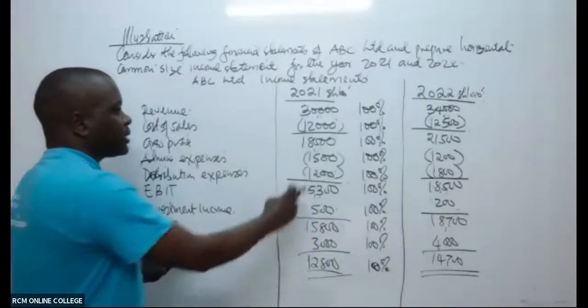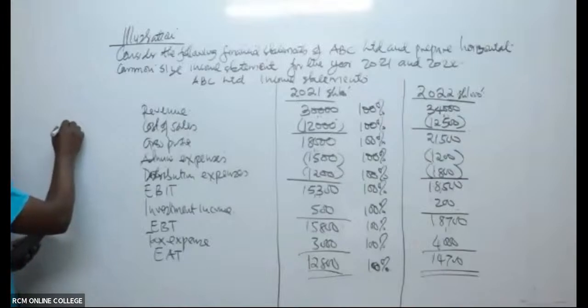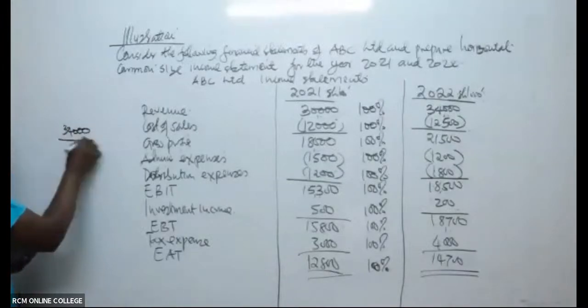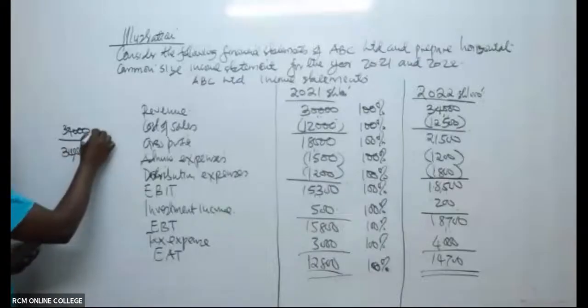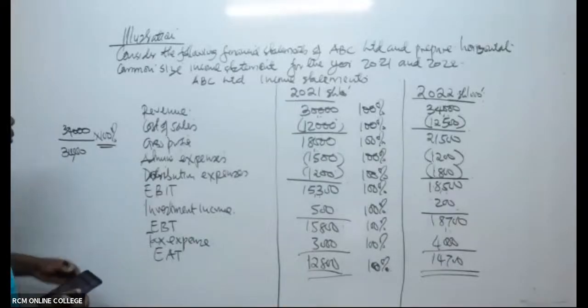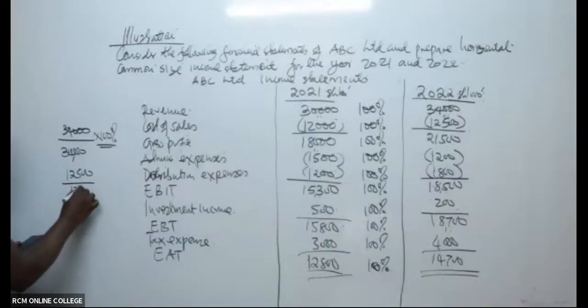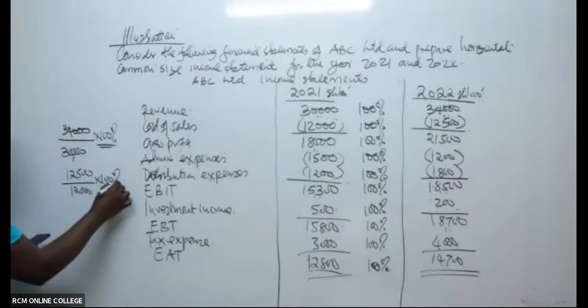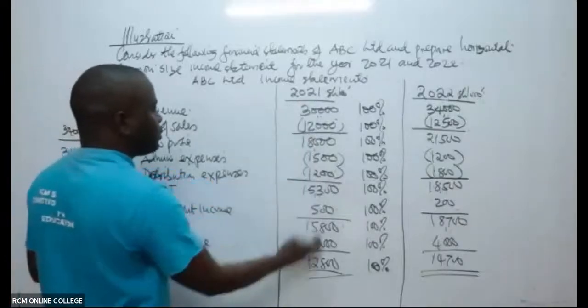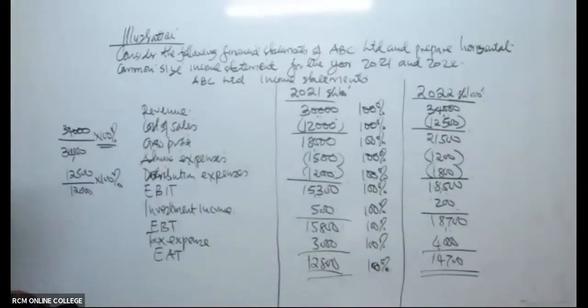So you can use this one as the base. What this means is, 34,000 over 30,000 multiplied by 100%. That other one, you take 12,500 over 12,000 multiplied by 100%. You just do the same. This one ends up being the base. Then you see whether there was any improvement in terms of performance, or decline, if you compare the two years.